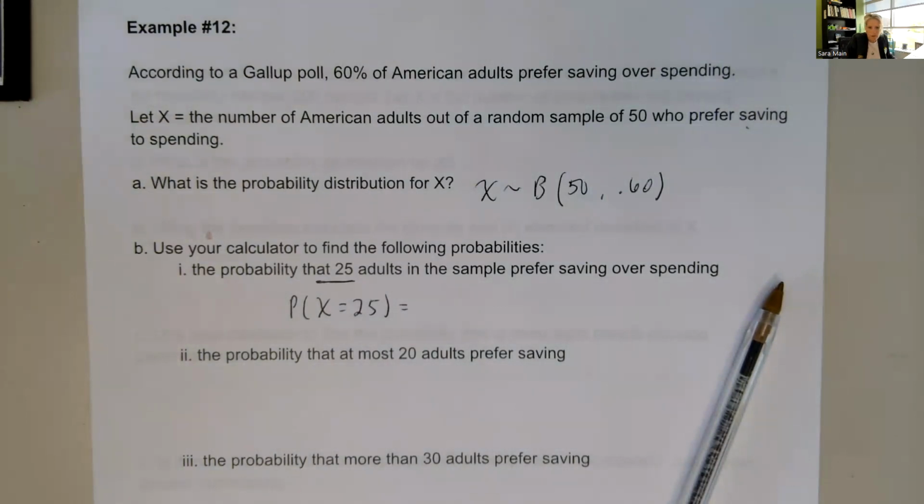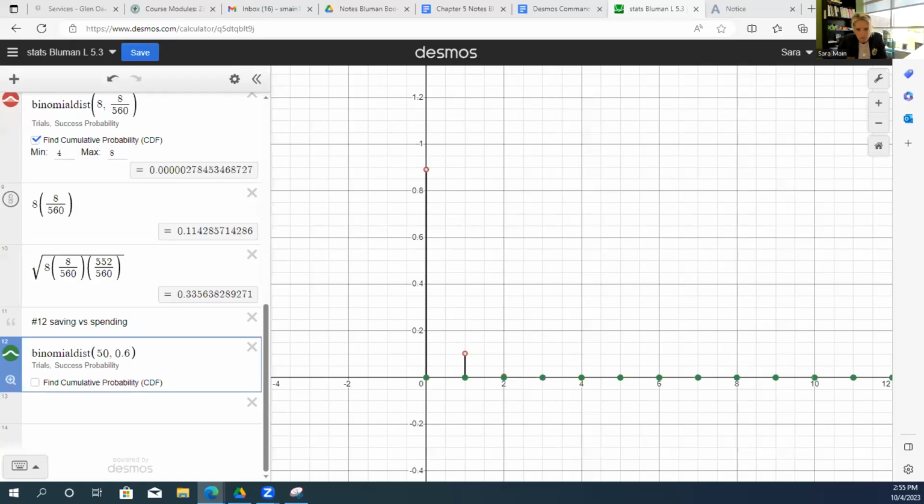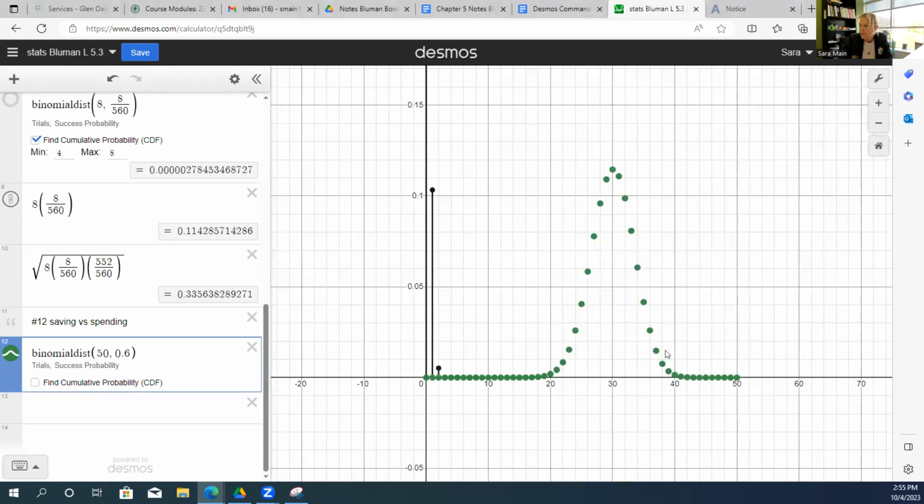And I'm going to share my screen. And because we're looking at exactly 25, I'm not going to check this box. I'm going to turn off my other picture. I'm going to hit the magnifying glass, and there they are. So I'm looking at 25, which is about right here. Oh, no, right here. So 25 is 0.04046.